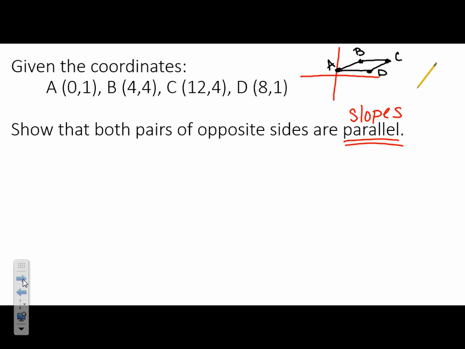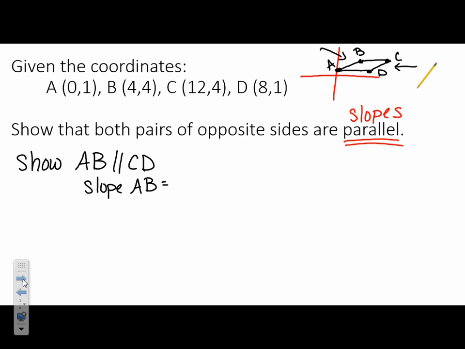The first thing we would want to do is show that AB is parallel to CD. Notice in my picture, AB, CD, I'd want to show using math that those lines are in fact parallel to each other. So what would I have to do? I'd have to find the slope from A to B. Now remember, slope formula is y2 minus y1 over x2 minus x1. I'll need the points from A and B here. So I'm going to just write them underneath. (0, 1), (4, 4). I'm going to go ahead and find the slope in between those.